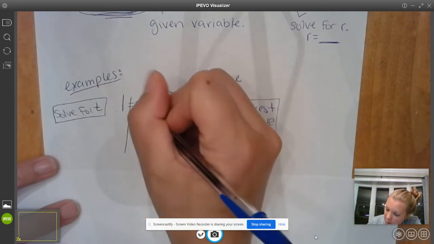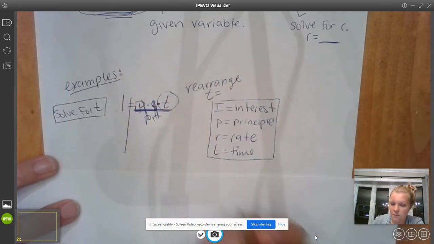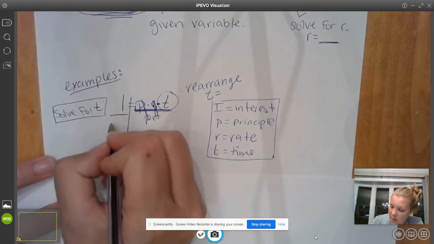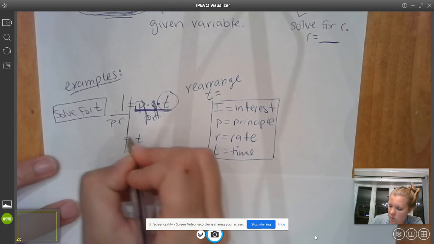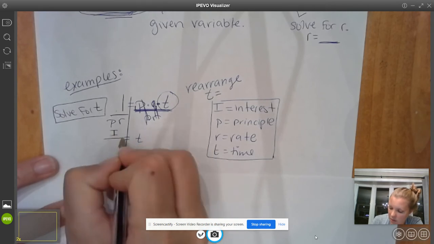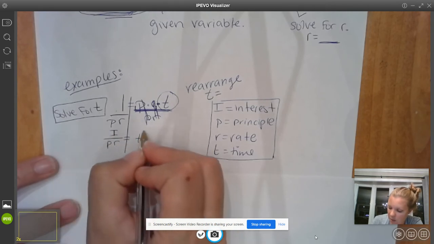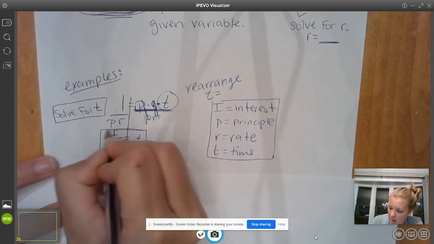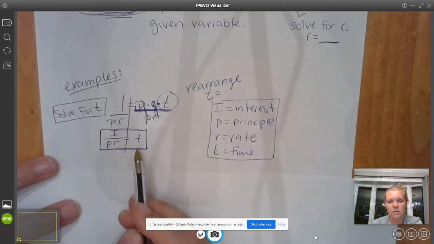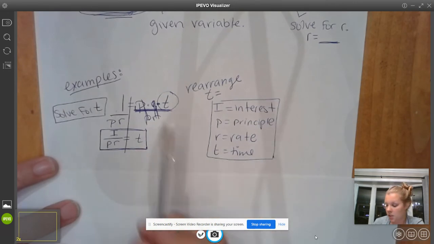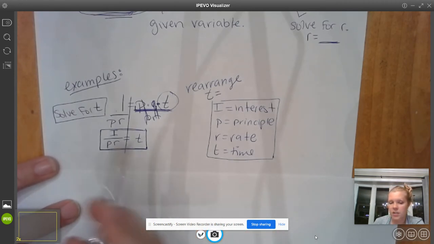When I divide by PR, the P's cancel and the R's cancel. If I divide that side by PR, I have to divide the other side by PR. So I have interest divided by the principal times the rate is equal to the time. And that's all I have to do. I rearranged the formula so that the t is alone. I don't have a number for t because I don't know what the interest and the principal and the rate are, so I can't find something like x equals 7. We just leave it in that form. So we just rearranged it.